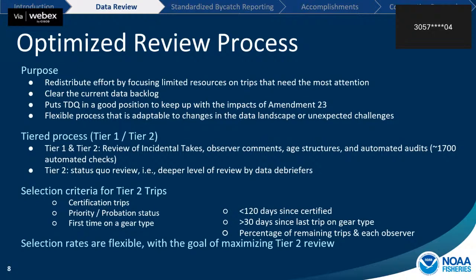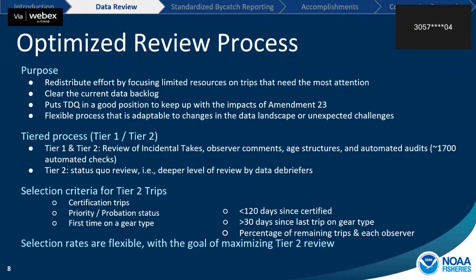So we developed something this year called the optimized review process. What this does is basically allow us to redistribute effort by focusing limited resources on trips that need the most attention. Back in the summer of 2021, we lost about half a dozen of our debriefers. Because of that, and because of the impacts of COVID, we quickly realized that we needed to develop some efficiencies within our division in order to ensure that the same level of data quality standards were being met while creating more efficiencies to be able to process data in a faster manner.